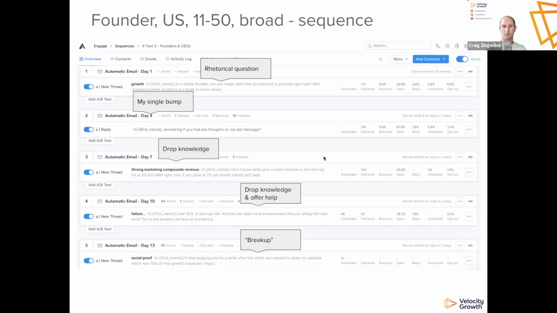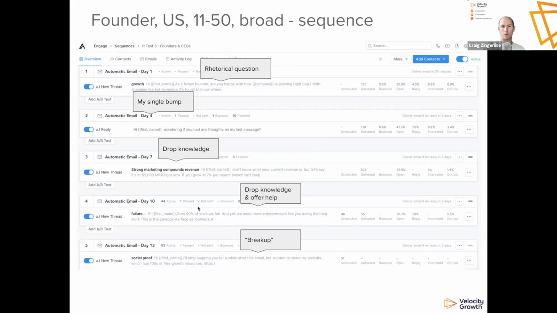Email 3, I drop knowledge. This is where I start to nerd out on growth. So, strong marketing compounds revenue. Hi, Maria, I don't know what your current revenue is, but let's say it's 5,000 MRR right now. If you grow at 7% per month, which isn't bad, where do you end up? I literally have this in a spreadsheet. And then I say, but if you grow at 20% a month, which is what most investors want to see, because again, 11 to 50 people at the company, founder, they're probably either bootstrapped or raising money. In either case, 20% month over month growth means that you have more than triple the revenue at the end of the year for the same investment of your time and money. Okay, so I drop knowledge.